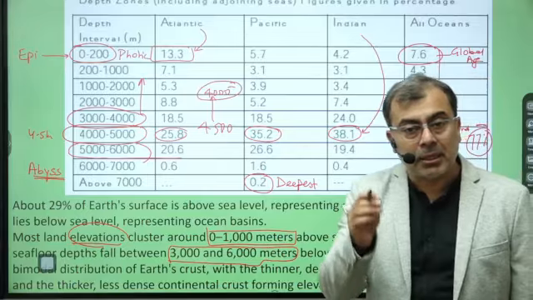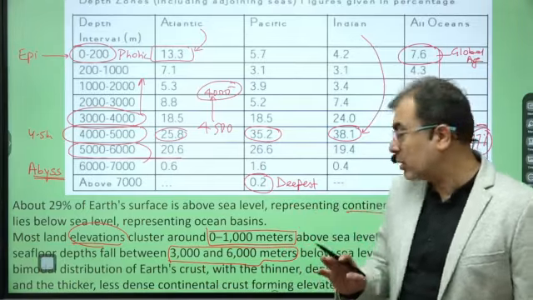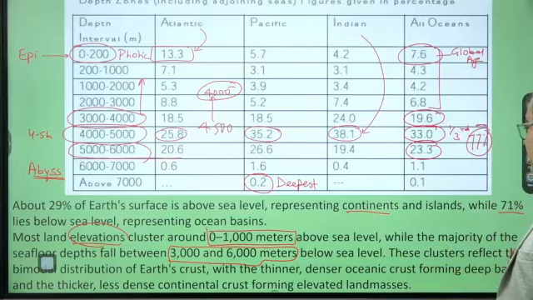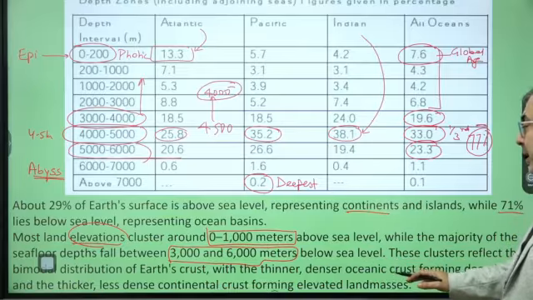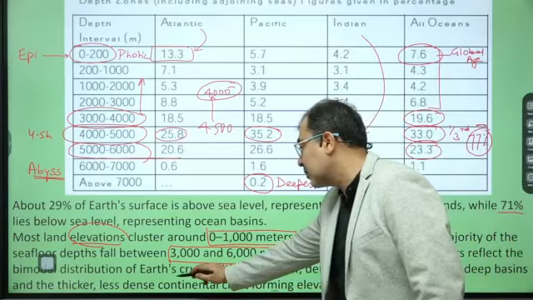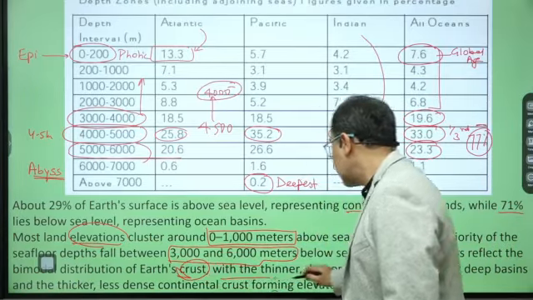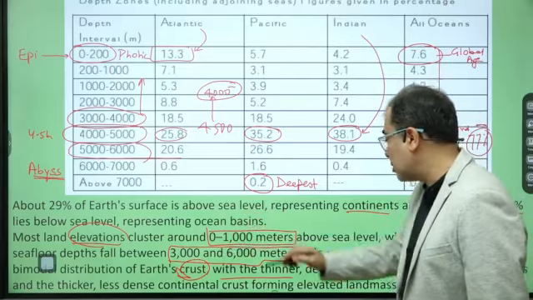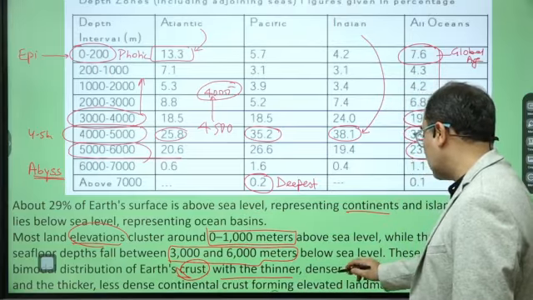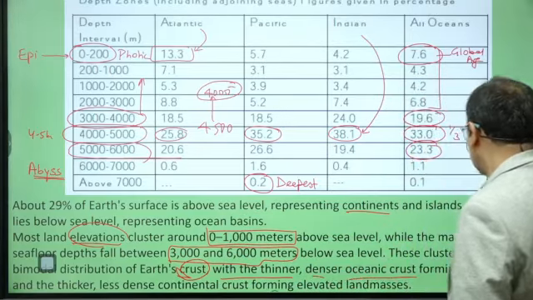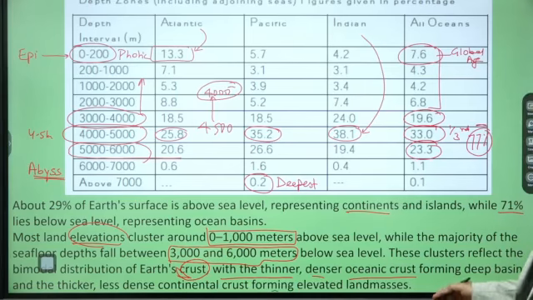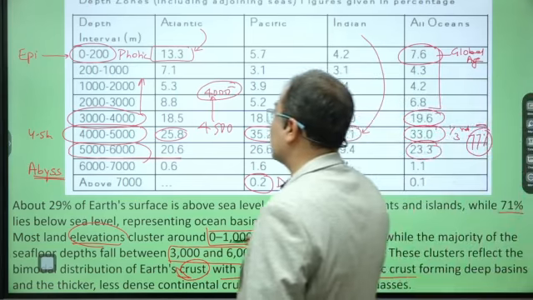Scientists जाते हैं, meticulously data लेते हैं, and then they have to decide what is it below the sea level. These clusters reflect something. What do they reflect? That the crust is thinner, thinner, denser in the oceanic crust, forming deep basins, and thicker in the continental crust. That is what they are coming to.